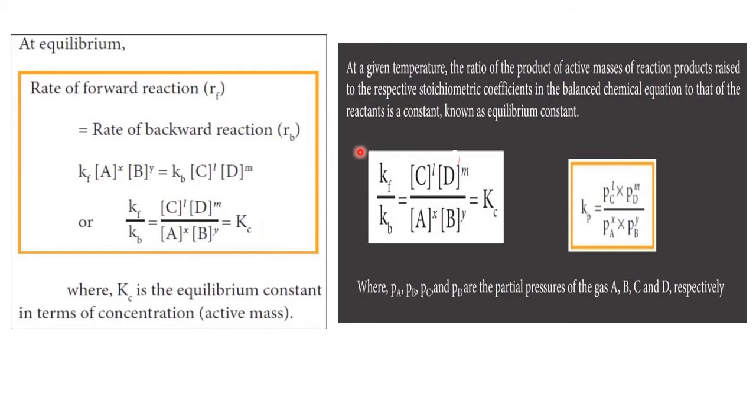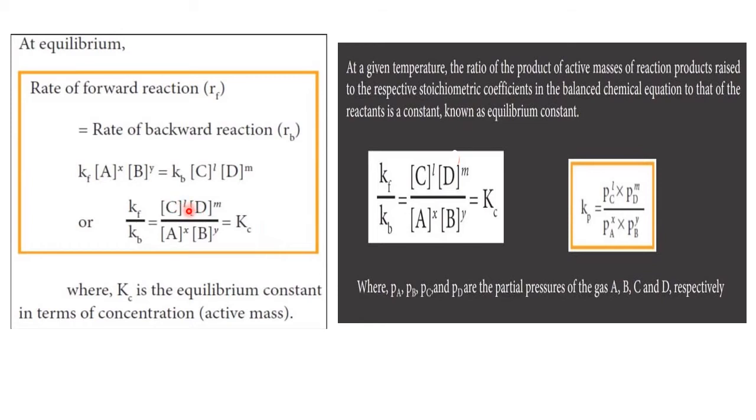One more constant we know, the equilibrium constant in terms of pressure. At a given temperature, the ratio of product of active masses of reaction products raised to the respective stoichiometric coefficient of a balanced equation to that of the reactants is a constant, known as the equilibrium constant. Here the definition for Kc is given. This is also an important one. So what is Kc? At a given temperature, how to define this? The ratio of product of active masses of the products.